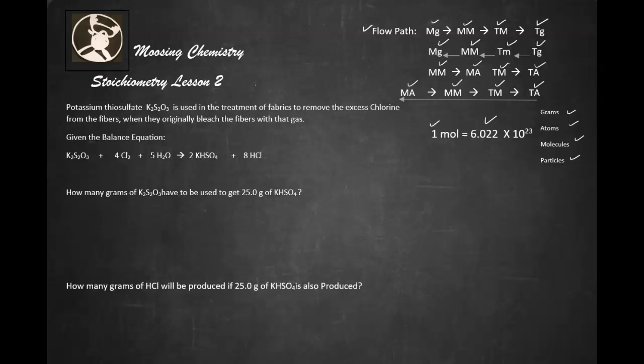Right, given the balanced equation K2S2O3 plus 4Cl2 plus 5H2O yields 2KHSO4 plus 8HCl, how many grams of K2S2O3 have to be used to get 25 grams of KHSO4? Okay, well, let's go ahead and solve that.